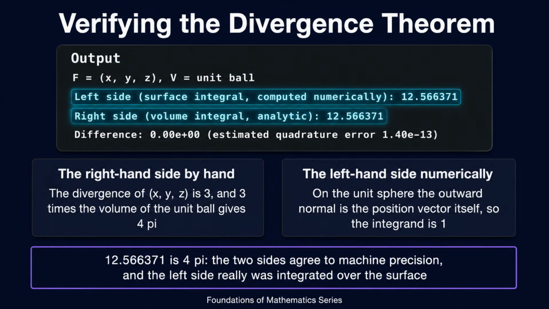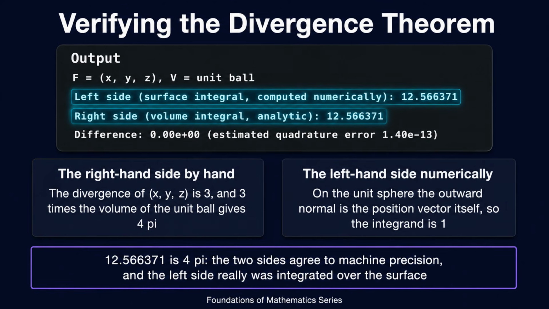Test it on the unit ball with the field f equals (x, y, z), the three-dimensional version of our diverging field. The right-hand side is easy in closed form. The divergence of that field is 3, and 3 times the volume of the unit ball gives 4π.